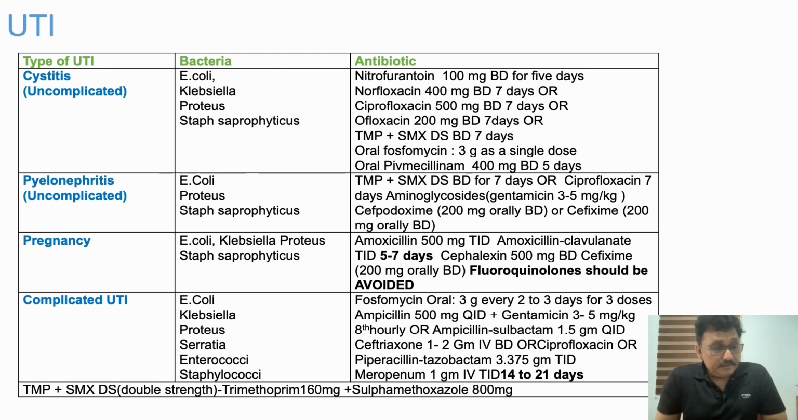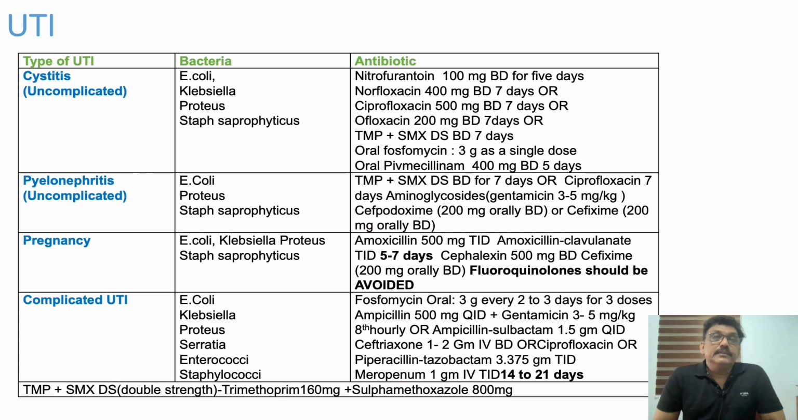Another important drug in that group is fosfomycin. Fosfomycin's advantage is it can be given as oral or IV. 3 gram IV single dose is enough in most of the infections. If we give a single dose, most of the patients will respond to that single dose therapy. Some patients may require an additional 1 or 2 doses, so that can be given.